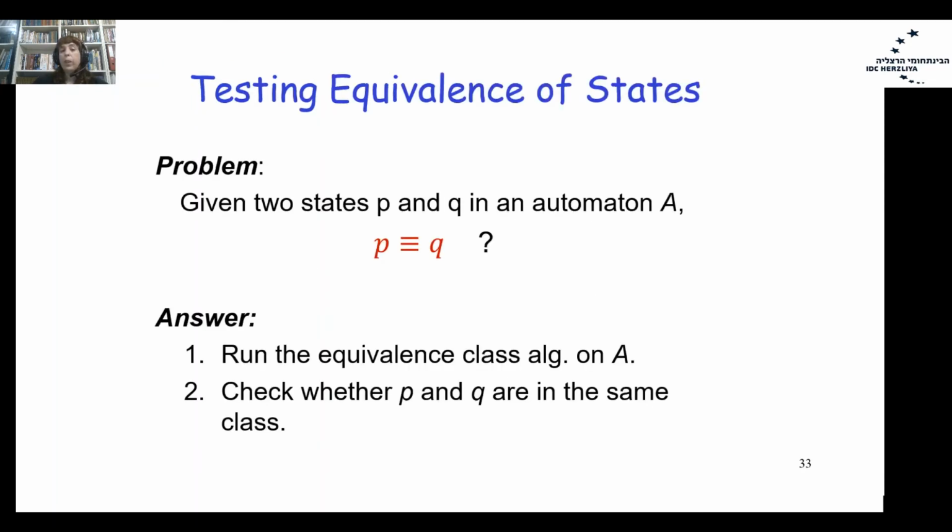Okay, given two states, P and Q of the automaton A, how do we know that P is equivalent to Q? One of the possible solutions is that we run the equivalence class algorithm on automaton A and check whether P and Q are in the same class. If P and Q are in the same class, then they are equivalent.